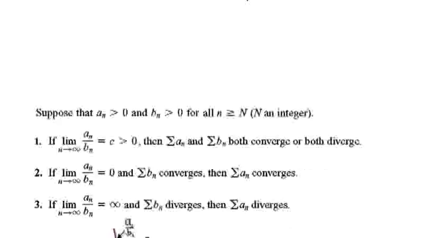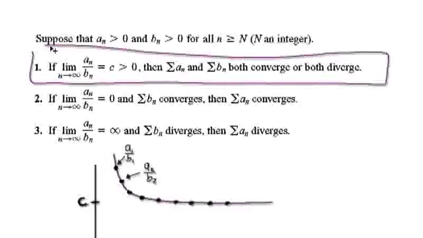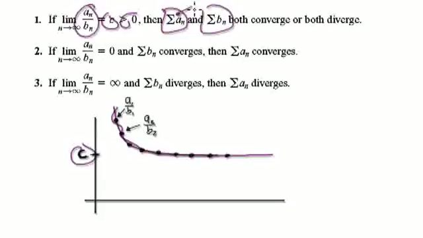Following on from the previous video, we are now going to try and prove the first part of the theorem. So what this is saying is that if the sequence converges to some c above 0, then these two will act in unison with each other. Meaning, if this diverges, then this will diverge. If this converges, then this will also converge.